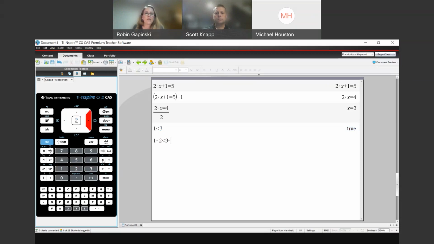Students will be like, okay, yeah, that's true. But now if I multiply both sides by -2, notice how we get a false statement. And so we have a conversation where we say, well, of course, -2 is not less than -6. So what do we have to do to make that a true statement? My students will say, well, we have to reverse that inequality sign. So this is what I'm talking about, utilizing the power of the CAS calculator to really have deep conversations.